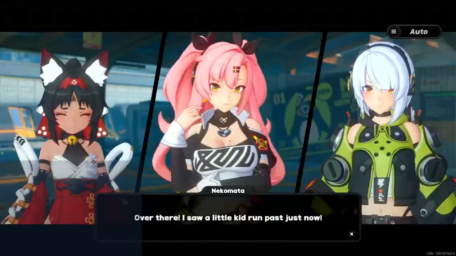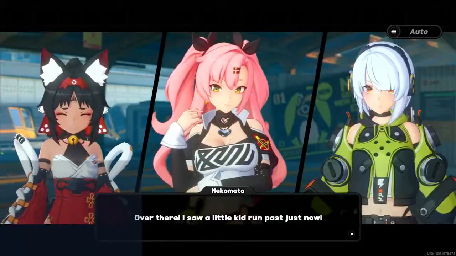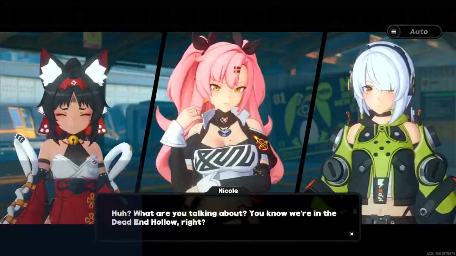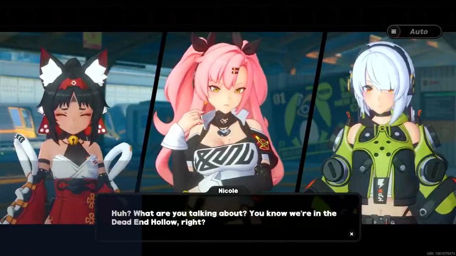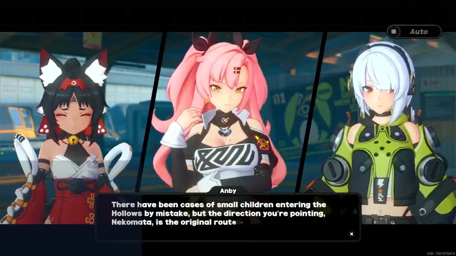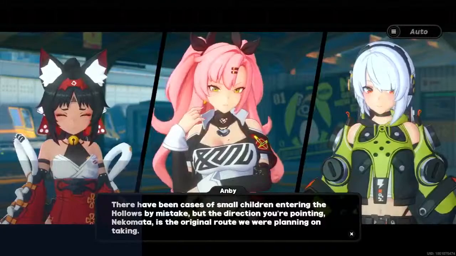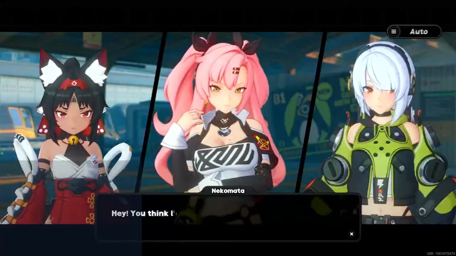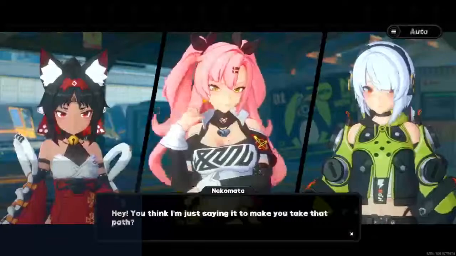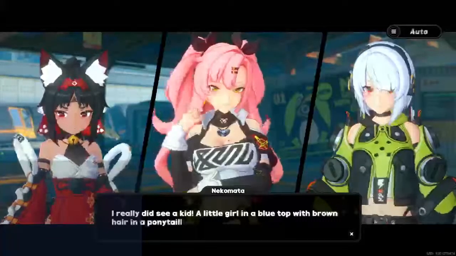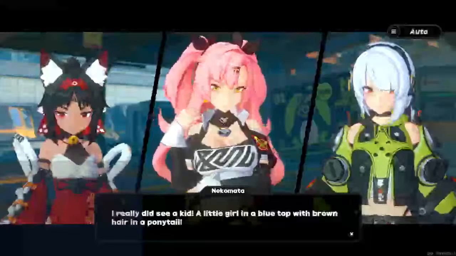Over there! I saw a little kid run past just now! Huh? What are you talking about? You know we're in the dead-end hollow, right? There have been cases of small children entering the hollows by mistake. But the direction you're pointing, Nekomata, is the original route we were planning on taking. Hey! You think I'm just saying it to make you take that path? I really did see a kid! A little girl in a blue top with brown hair and a ponytail!